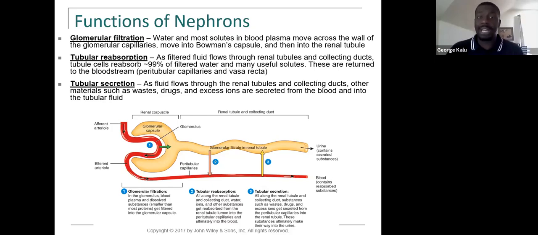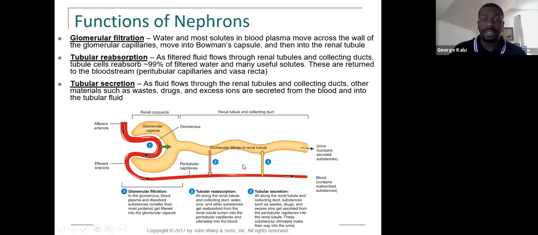So about 99% of the substances that we filtered out are going to end up getting reabsorbed throughout the renal tubules. So when that happens, they're going to be removed from the renal tubules and then delivered into the peritubular capillaries, and then they can continue circulating throughout the body from there. So that's reabsorption, where we're reabsorbing all of the stuff that we want to keep inside the body, all the stuff that's going to be useful for us.